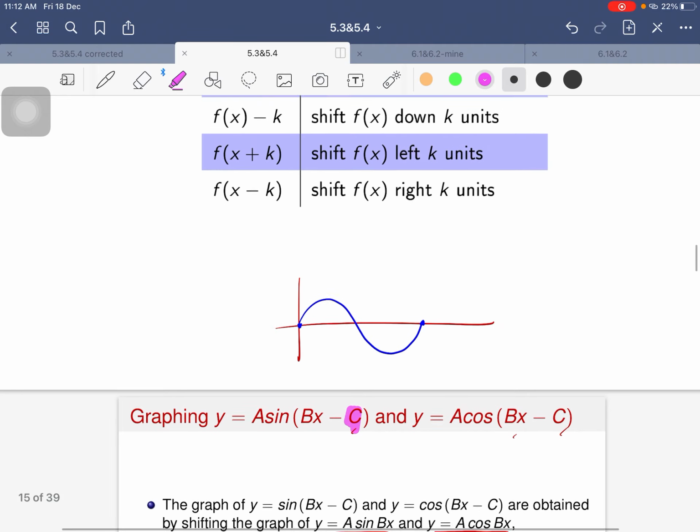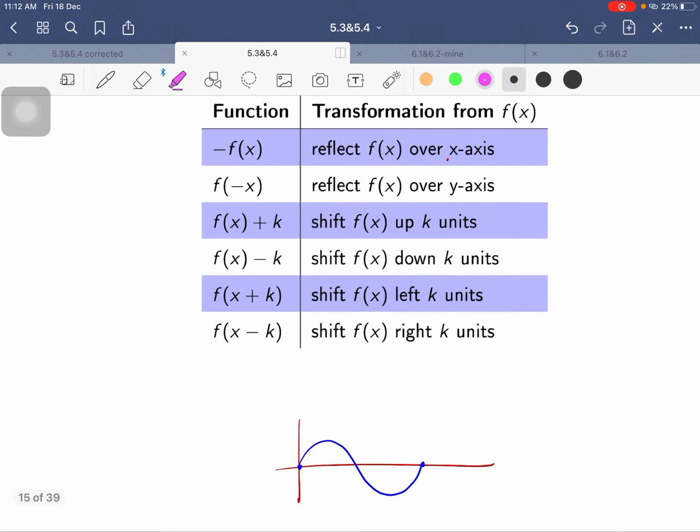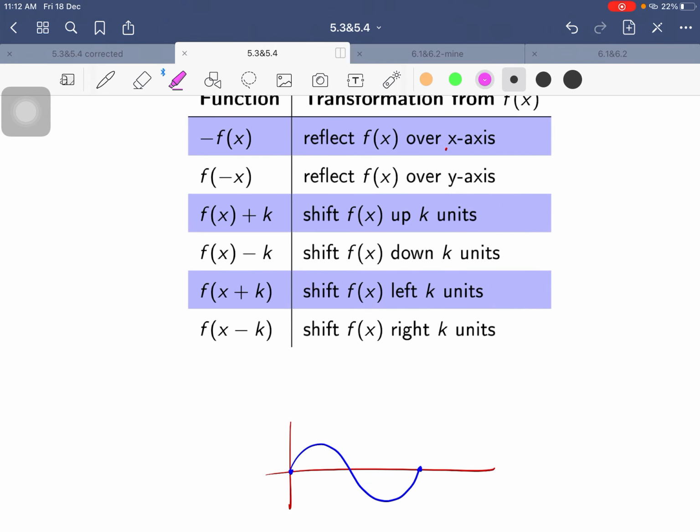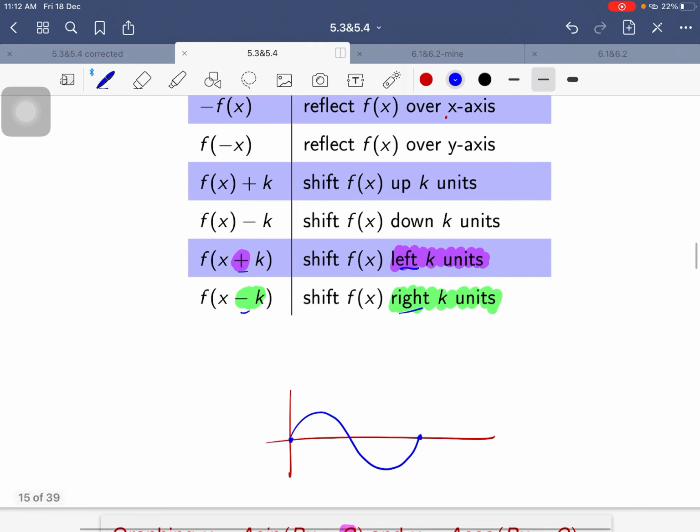We have actually seen this before. If you remember, this is what we saw in chapter 2, transformation of graphs. When you have f of x plus k, your graph is shifted left k units. And when you have f of x minus k, the symbol is minus, so your graph is shifted right k units. So bear in mind: plus is to the left, minus is to the right.